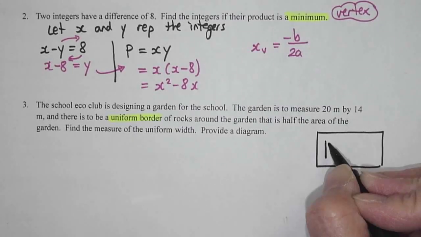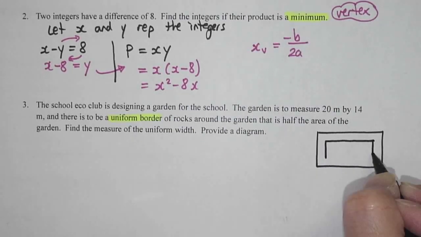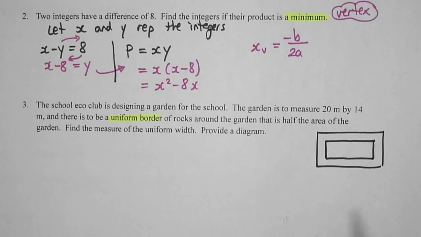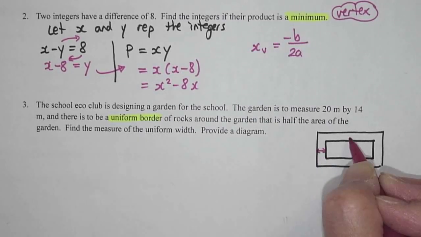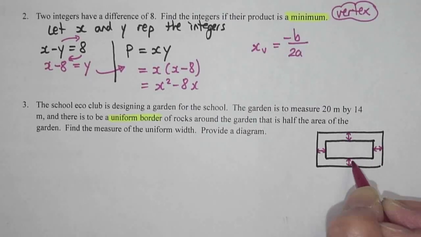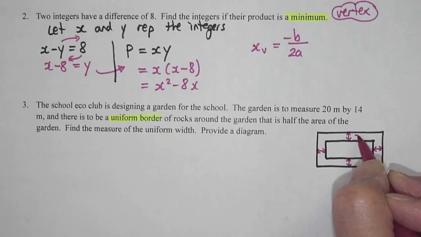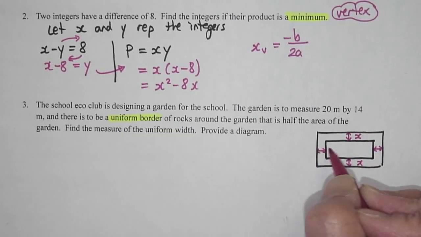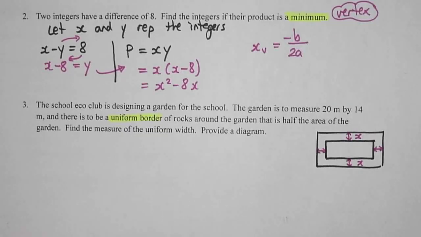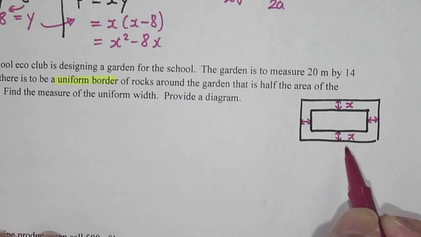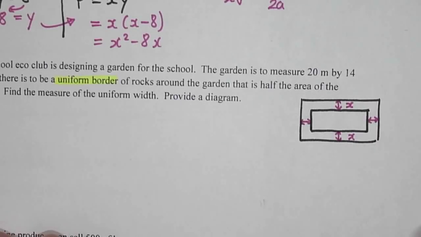Because of this frame, we call it a frame or a border question. They're saying that from here to here, those are all the same. That's what they mean by uniform. So that's x, the distance between here and here. This is x as well. Can you see that little diagram? These distances are all little x's. So the distance between the inside and the outside is the border.